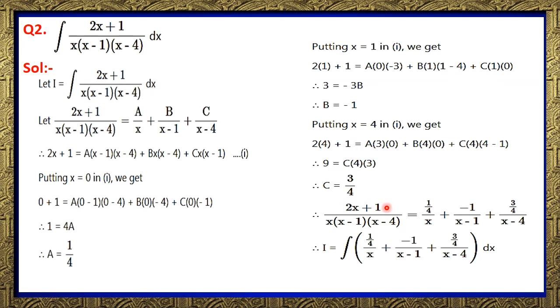So the integrand will become, in place of a, b, c, we substitute the values. So a is 1 upon 4, so a upon x is 1 upon 4 upon x, and minus 1 upon x minus 1, and in place of c we put 3 upon 4 upon x minus 4. Now we will integrate this. So I is equal to the integral of 1 upon 4x plus minus 1 upon x minus 1 plus 3 upon 4x minus 4 dx.